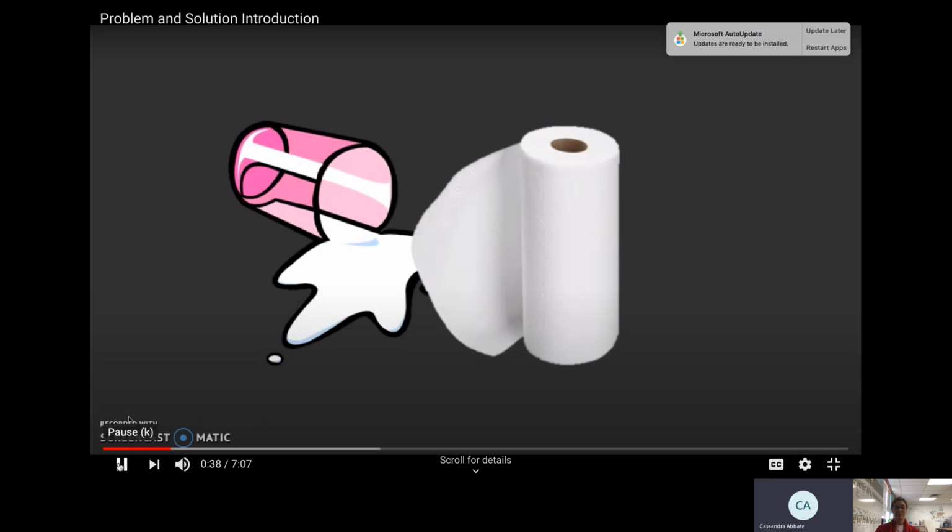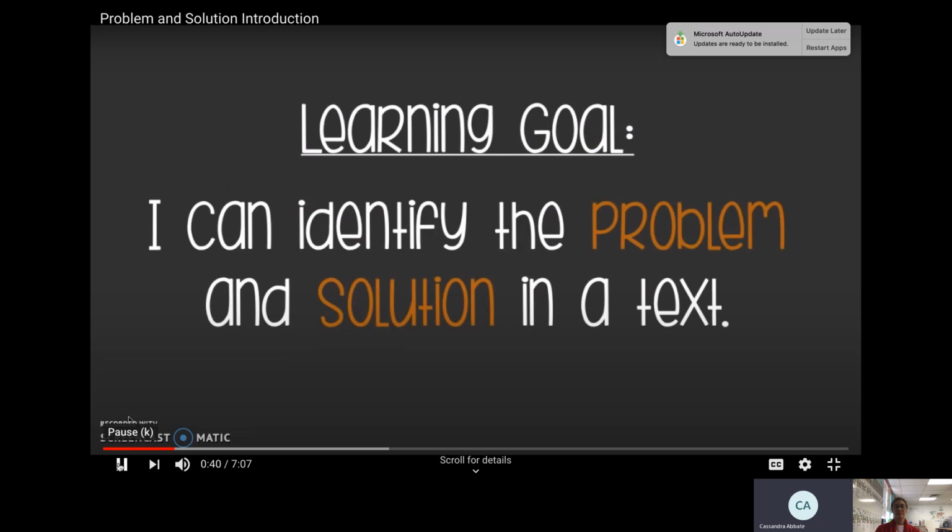Okay, as I was saying, our learning goal for today says, I can identify the problem and solution in a text. Oh, hey, I just had a problem. My problem was that I spilled milk all over the place. And my solution is how I fixed the problem. How do we fix the problem of my spilled milk? Yeah, we got some paper towels and cleaned it up. So the problem is some kind of obstacle or something that went wrong that we need to fix. And the solution is how we fix it.